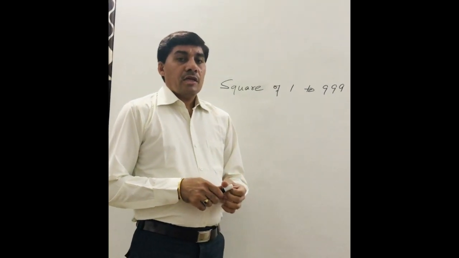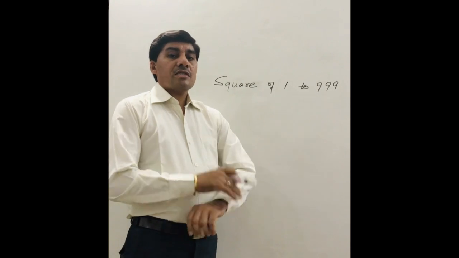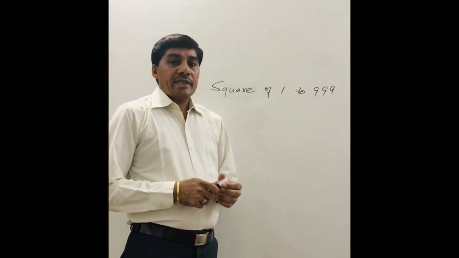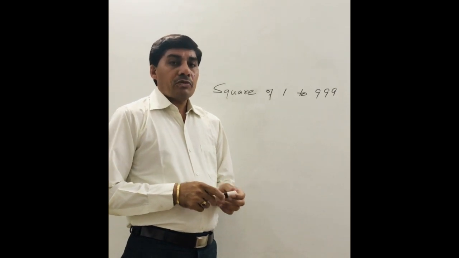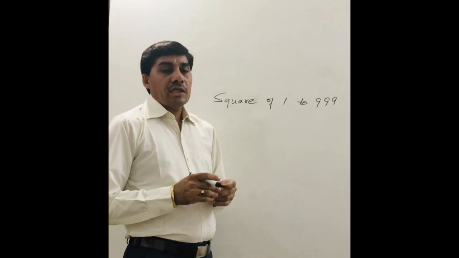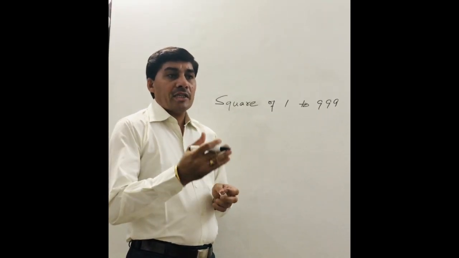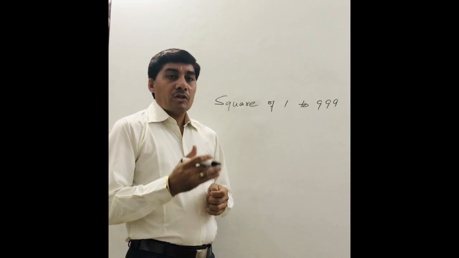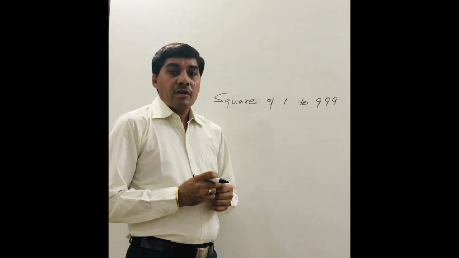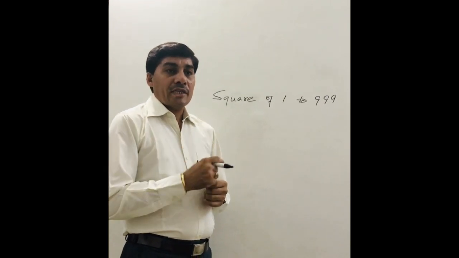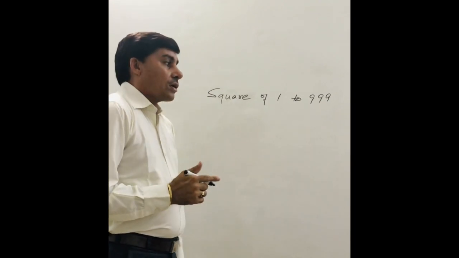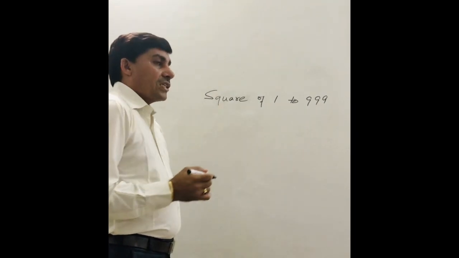Hello guys, in today's lecture we will discuss the square of 1 to 999. That means the square of one digit number, two digit number and three digit numbers. How we can find the square of 1, 2 and 3 digit numbers in seconds? With a short trick we have to find these squares. So, dear students, we see the square of one digit.